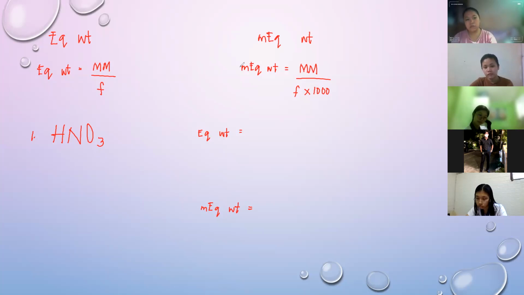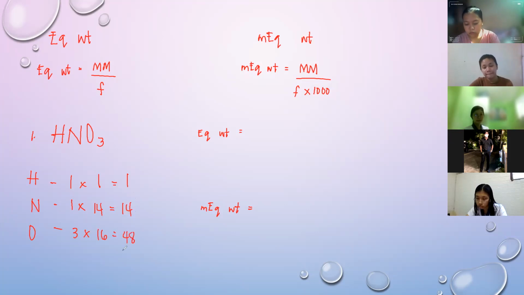So, before you can compute for both the equivalent weight and the milli-equivalent weight, you have to start first with the molar mass. So, nitric acid, HNO3, 1 for both hydrogen and nitrogen, and 3 atoms for oxygen. 1 for hydrogen, yung atomic weight niya, and then this is 14. And then this is 16. Okay, so 48 plus 14 plus 1 is 63 grams per mole. So yan yung gagamitin natin.